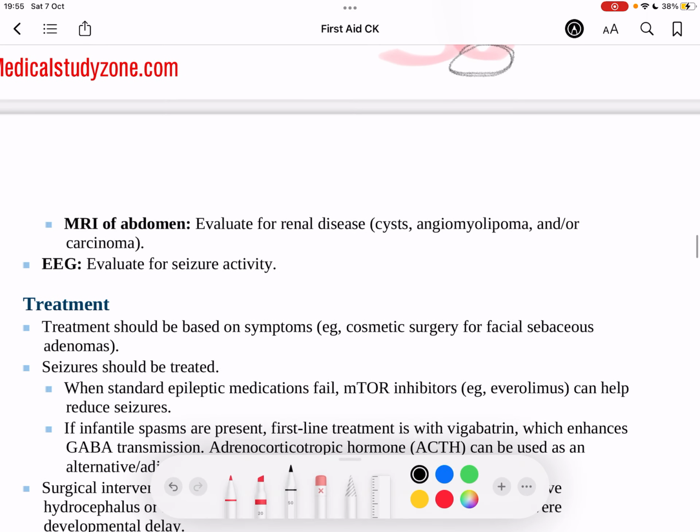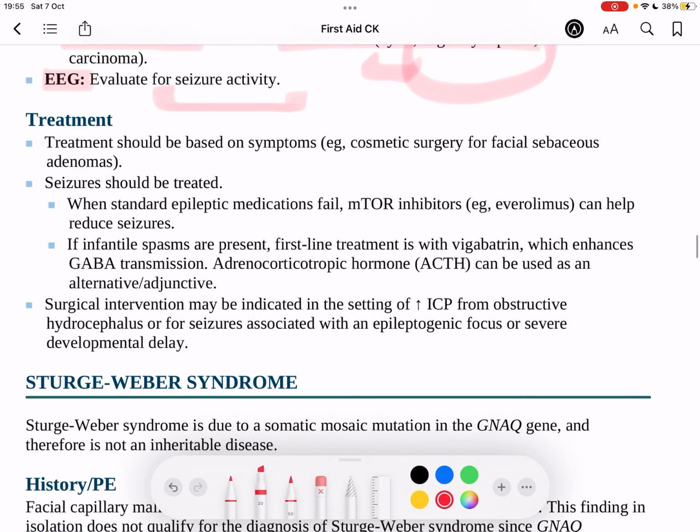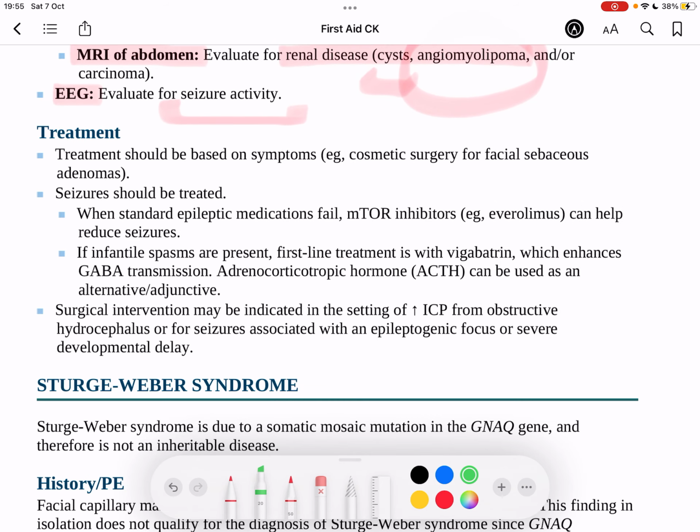We should also be doing an MRI of the abdomen. This is to assess for the renal angiomyolipomas, even some cysts as well, but we're really looking for the angiomyolipomas. And of course, EEG activity, because seizures are the most common manifestation of tuberous sclerosis. Last but not least, for TS, we're going to be talking about treatment.